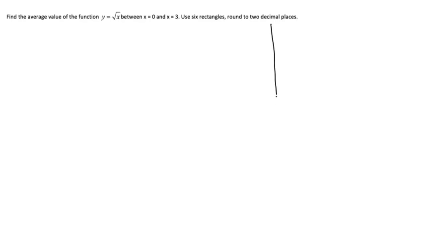So y equals radical x. We hopefully should know what the graph of y equals radical x looks like. It's a little something like this. So here, let's check this out. Here's 1, here's 2, and here's 3. So essentially, we're going to end this graph over here.